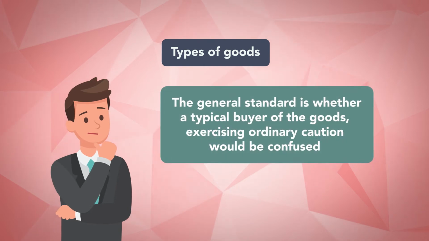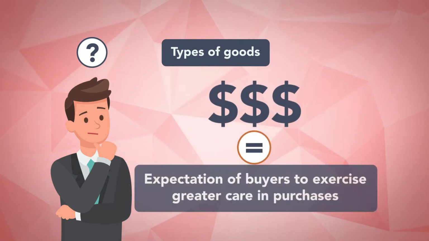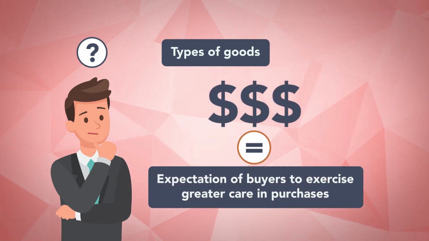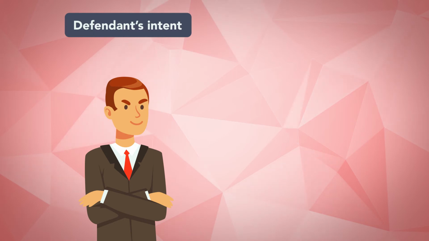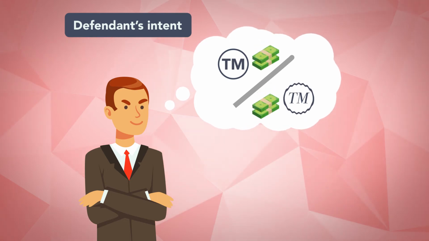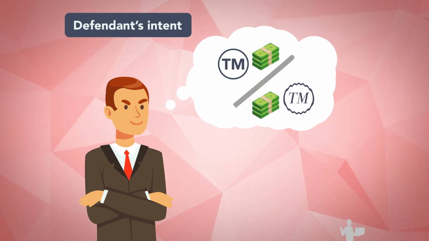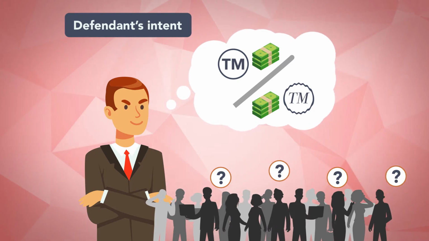The general standard is whether a typical buyer of the goods, exercising ordinary caution, would be confused. When goods are expensive, buyers are expected to exercise greater care in purchases and are therefore somewhat less likely to be confused. The defendant's intent in using the allegedly infringing mark can also factor into the analysis. When the infringer knowingly adopts a mark similar to another's, the courts may presume the infringer intended to deceive the public regarding the source of the goods or services.